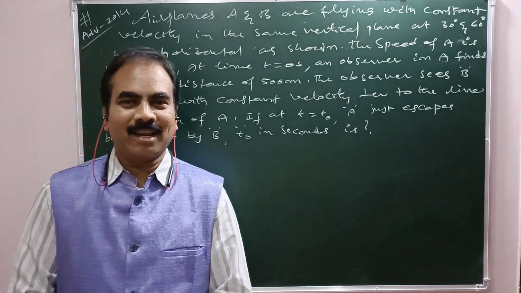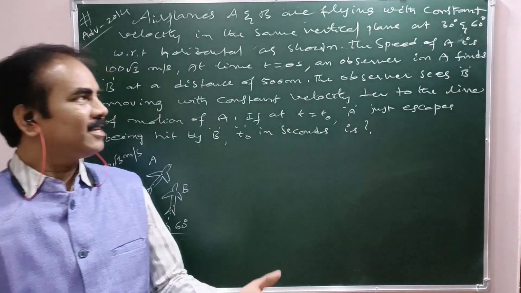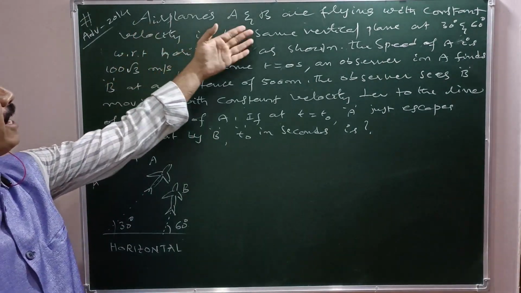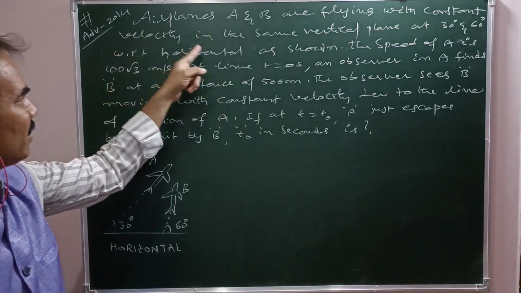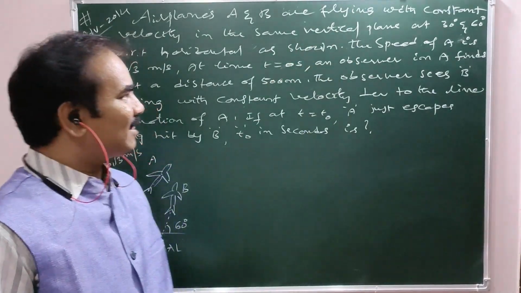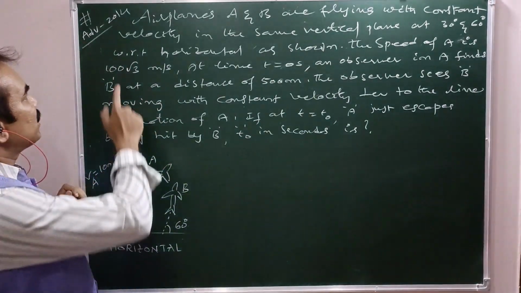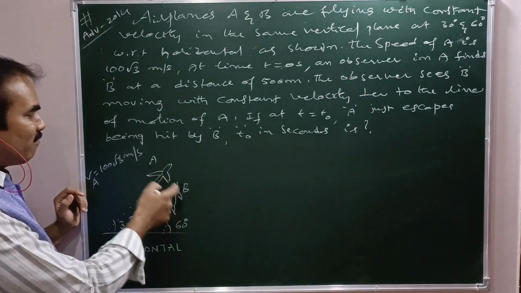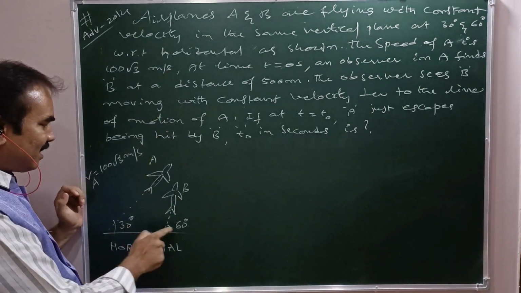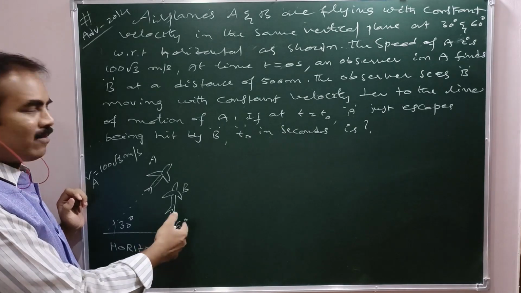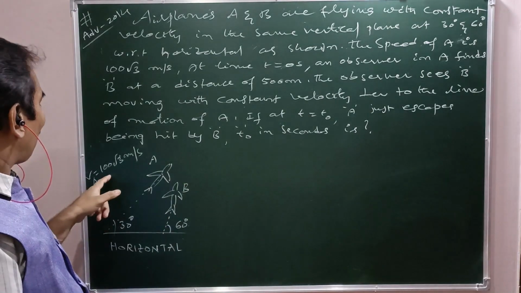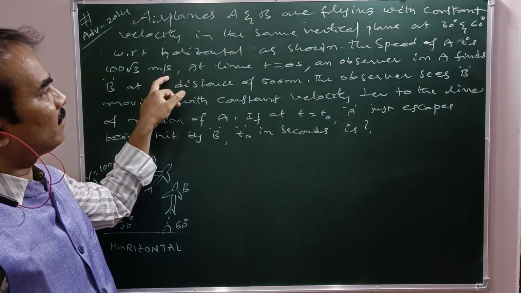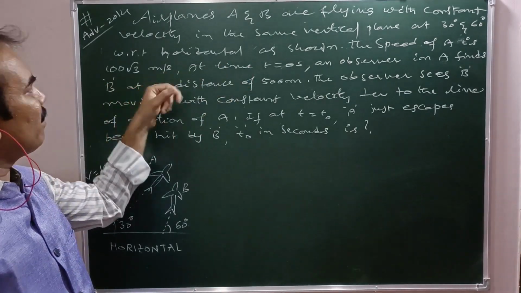Finally, one more numerical, a most important numerical. Take a look here. Aeroplanes A and B are flying with constant velocity in the same vertical plane at 30 degrees and 60 degrees with respect to the horizontal, as shown. The speed of plane A is 100 root 3 meters per second.